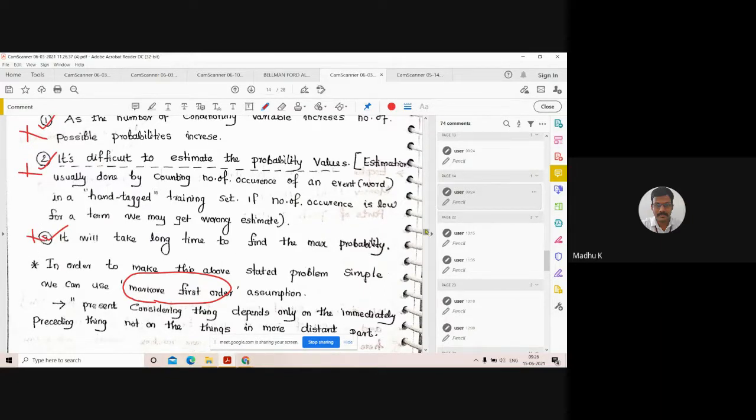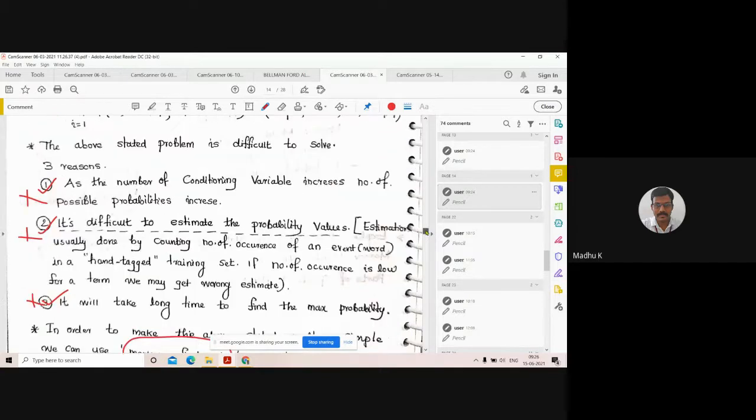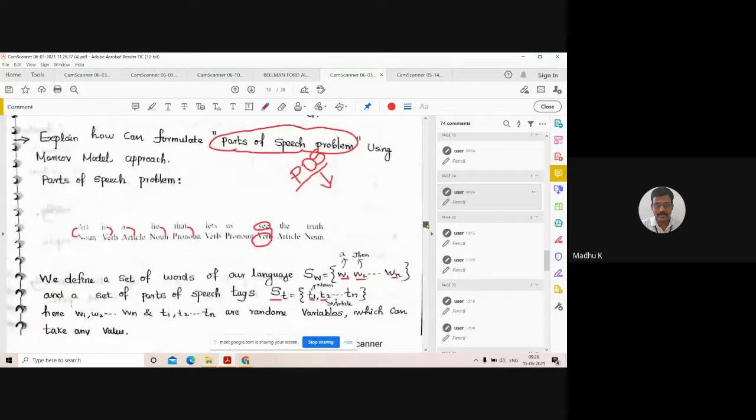What is a Markov model? What are the disadvantages of the Markov model? What is the first order Markov model? What is the advantage of the first order Markov model? That type of questions you can expect. Also this type of question: how can we formulate POS using the Markov model? Explain with an example. So please study this topic well.